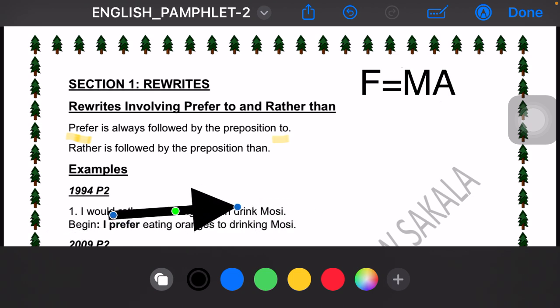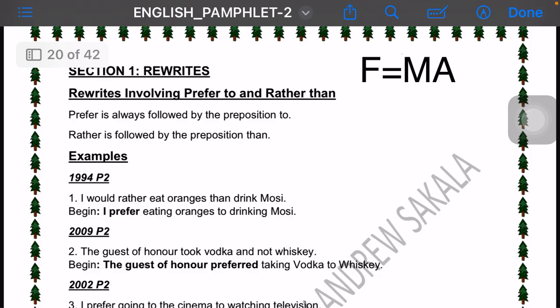And one other thing you need to know is that the verb in the first sentence, which is eat, changes to the present continuous tense, which is eating.